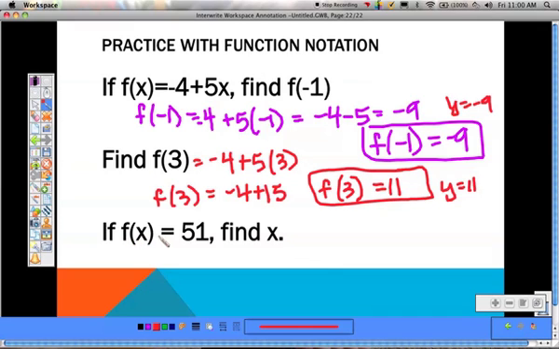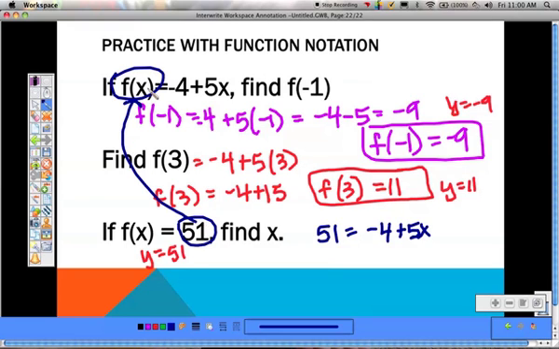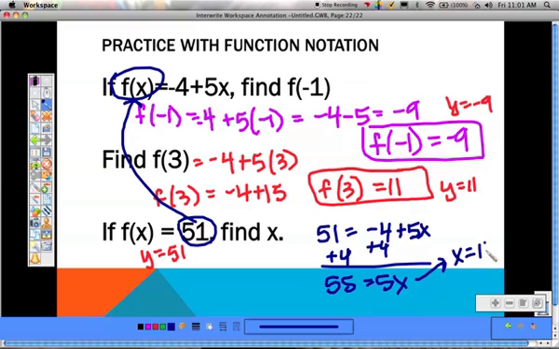All right, here's a different one. It says if f of x equals 51, find x. That really means y equals 51. Plug that in, solve for x. So what we're going to do is take 51, set it equal to negative 4 plus 5x. Now we're solving for x. So this is, again, substitution. We're plugging this in right here. We're solving for x. So you would add 4 to each side. You'd get 55 equals 5x. So x would be 11. So this is just plugging in for y this time, or for f of x.